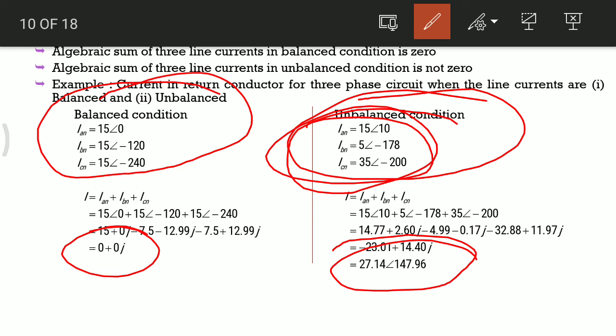So this is the working of ELCB. In the same way, in balanced condition there is no current, but in unbalanced condition there is some current. So this is all about three phase balanced voltage and current.